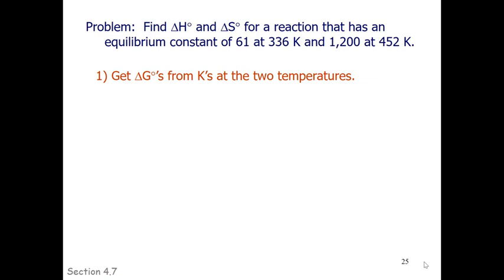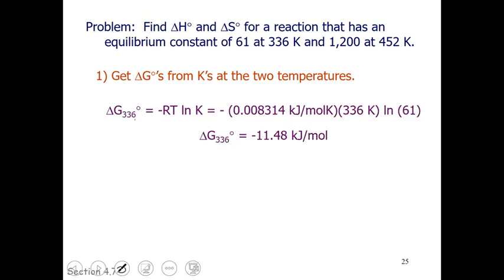First, we use a formula to get delta G naught from the equilibrium constant at two temperatures. So working with the data at 336 Kelvin, I know that delta G naught equals minus RT natural log of K. I would like this value in units of kilojoules per mole, so I will use my 0.008314 R. The temperature is, of course, 336 Kelvin, and I have the natural log of the equilibrium constant. So when I multiply all this through, I have the delta G value at 336.